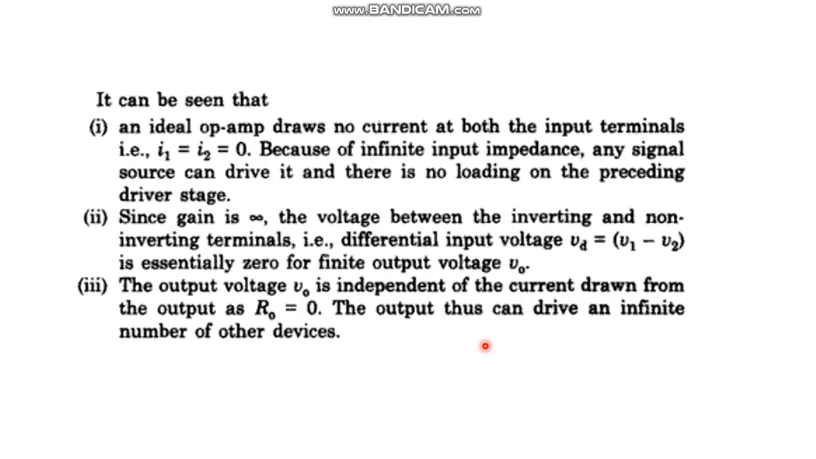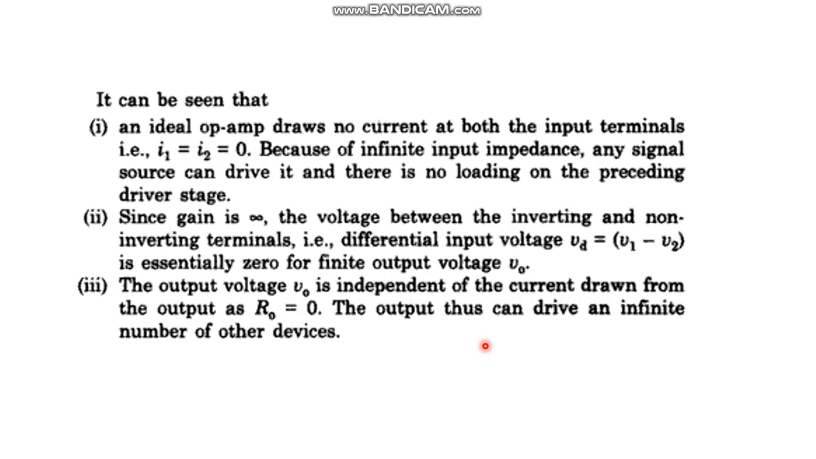Since gain is infinity, the voltage between the inverting and non-inverting terminals, that is the differential input Vd equal to V1 minus V2, is essentially 0. The output voltage V0 is independent of the current drawn by the output as R0 equals 0. Okay, the output can drive an infinite number of devices.